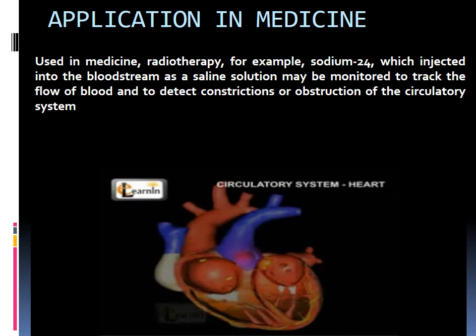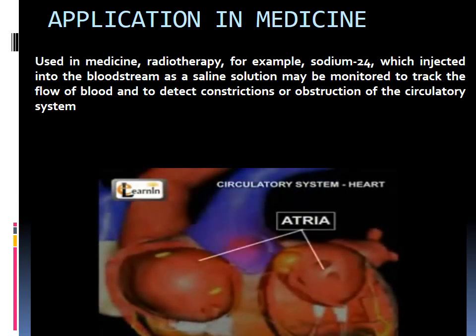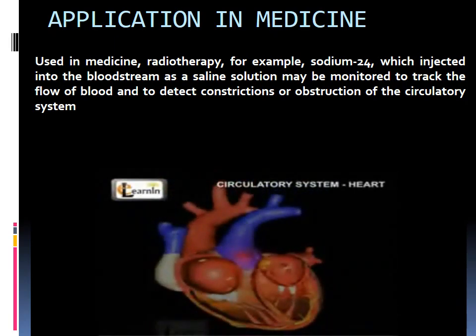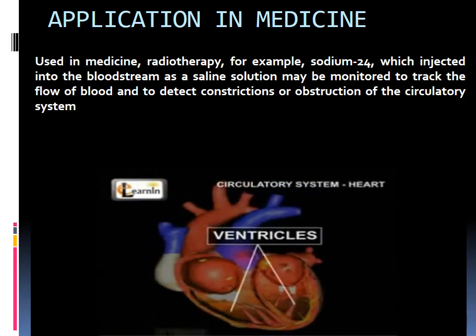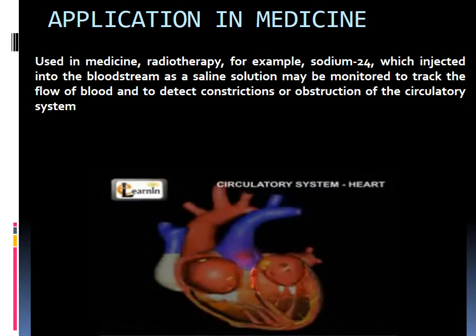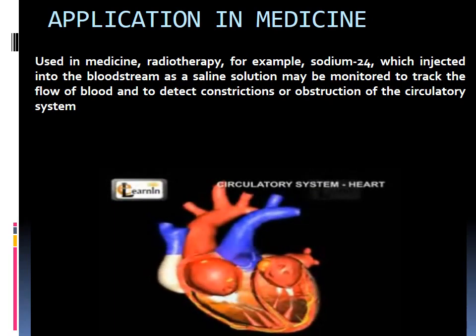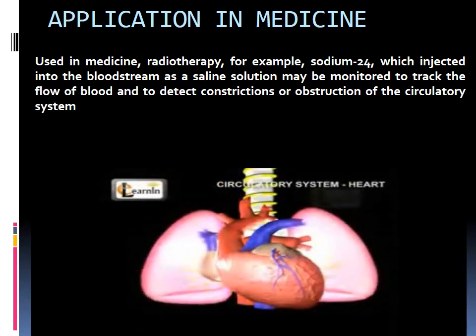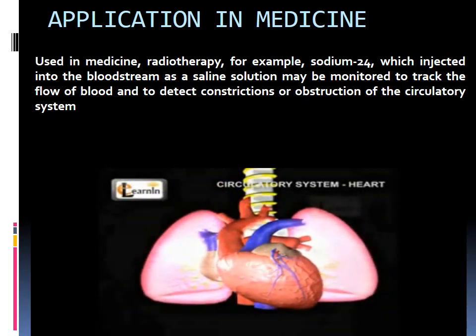The 2 upper chambers are known as the atria, or the atrium, and the 2 lower chambers are known as ventricles. The partition between the chambers helps to avoid mixing of the blood rich in oxygen and the blood which is rich in carbon dioxide. The blood flows from the heart to the lungs and then back to the heart, from where it is pumped to the rest of the body.